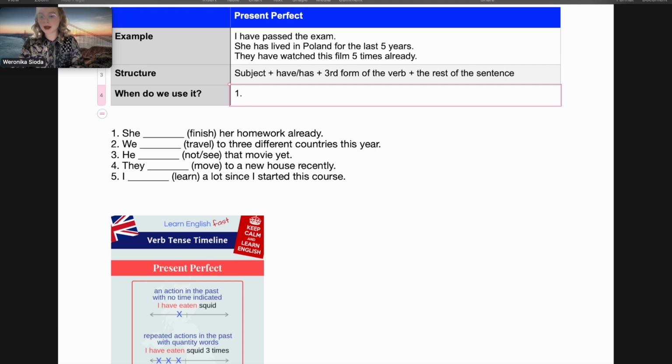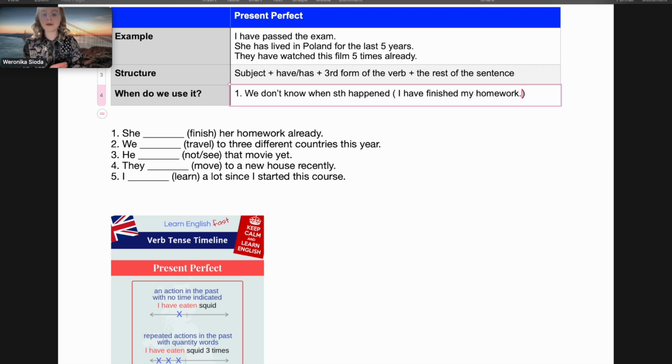So, let me sum it up. Let me write it down for you. The first case is when we do not know when a certain event in the past happened. We don't know when something happened. So, for example, I have finished my homework. I could have finished it on Monday, maybe on Tuesday, maybe on Wednesday. I don't know because I do not mention it. And so I need the present perfect tense. I have finished my homework.